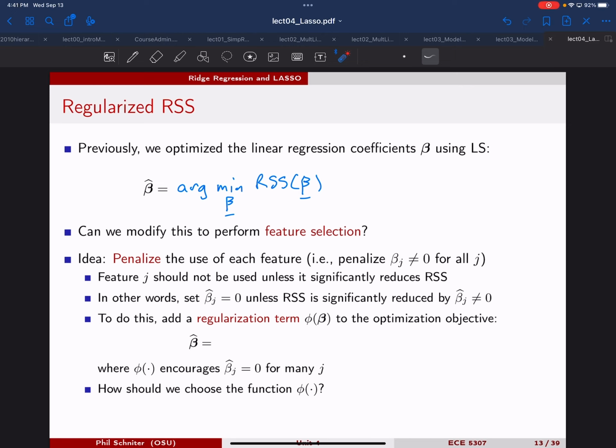And again, let's see, RSS. So how do we define RSS in terms of the y's? Okay, right. So let's put in the beta just to remind ourselves of that.